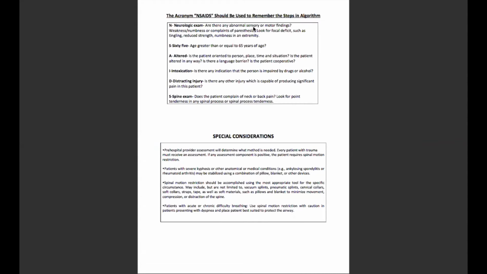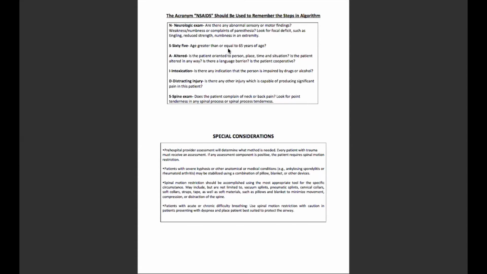Are there any abnormal sensory or motor findings? So remember our PMS checks. This would be a time where, if you find any abnormal things within the PMS check, you should highly consider spinal motion restriction. It would then be indicated. Weakness or numbness, complaints of paresthesia. Look for focal deficits such as tingling, reduced strength, numbness in an extremity.